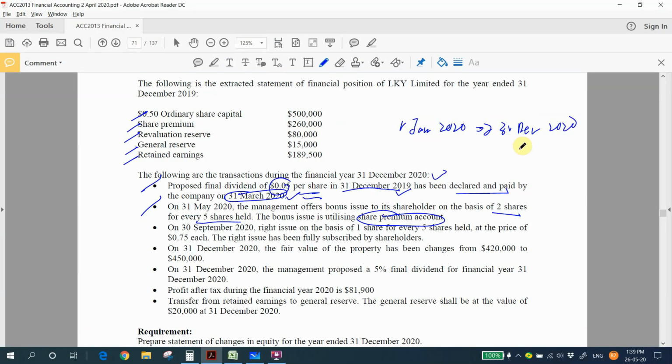Next, on 30th September 2012, the rights issue on the basis of 1 share for every 5 shares held at the price of 0.75 each. The rights issue has been fully subscribed by the shareholders. So we have to determine how many rights issue shares we offer or sell to our shareholders on 30th September 2020. So let's look at the working.